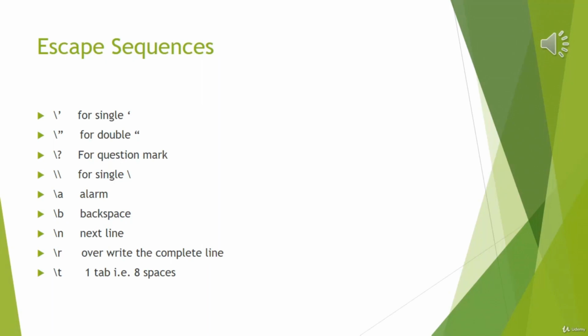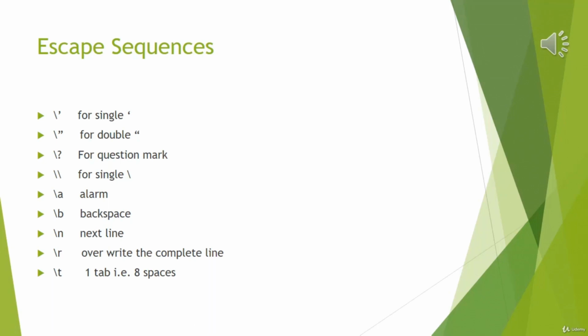For example, if we want to print a single quote, we will type \ single quote. For double quote we will type \ double quote. For typing a question mark we will type \ question mark. For a single backslash we will type double backslash. Keep in mind that we will use a backslash in all of these, not forward slash, okay?